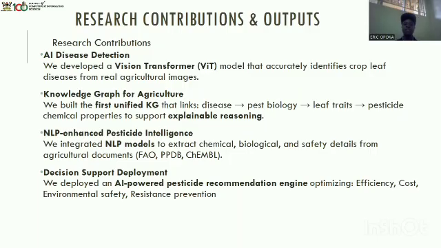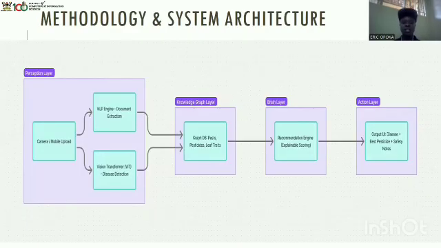of the leaves. So next we have decision support deployment. We shall deploy the AI, which works with what we call high precision, based on the reasoning we have given it from the different data we have trained it on, right from the vision transformer to the natural knowledge graph agriculture. Moving on, we have the methodology and system architecture. So this is how it will work.